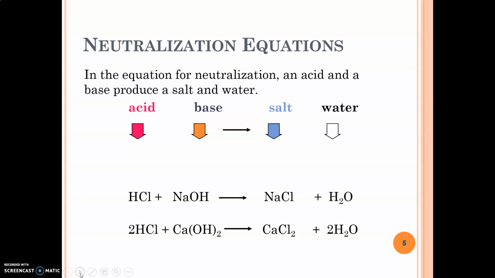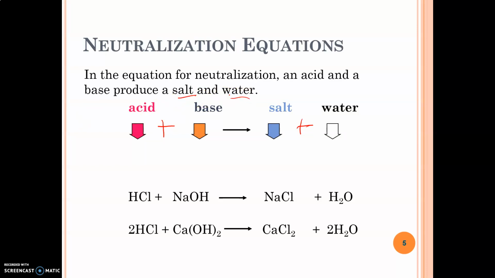Another type of reaction between acids and bases is the neutralization reaction or neutralization equation. What is neutralization? To start with, neutralization is the reaction between acid and base, and that reaction gives salt and water. So in the equation of neutralization, an acid and base produce salt and water.